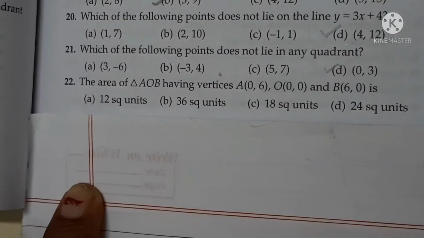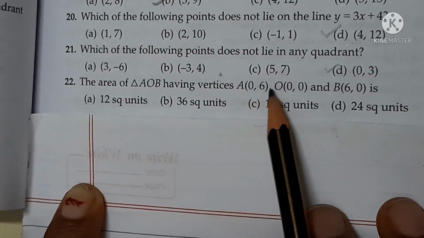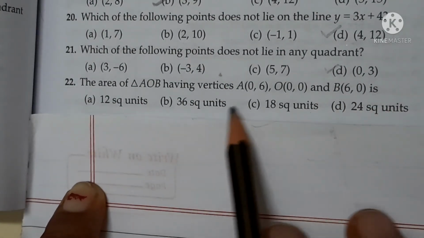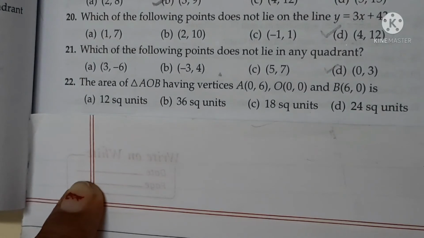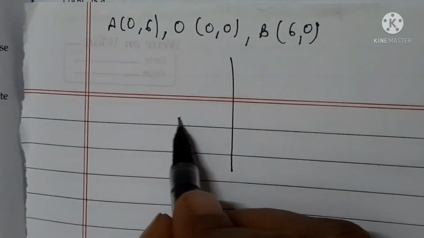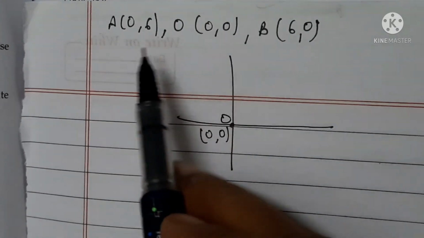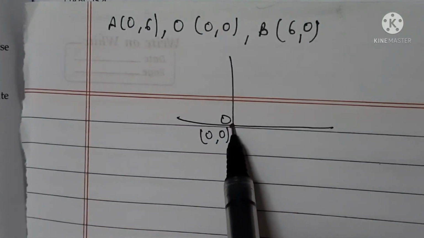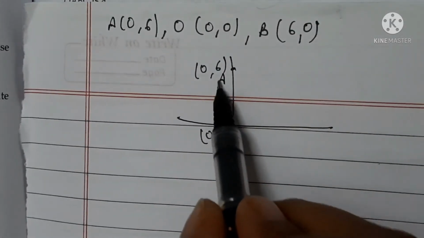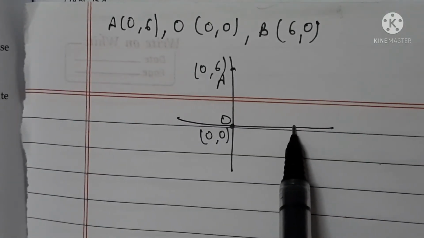Question number 22. The area of triangle AOB having vertices A (0, 6), O (0, 0), B (6, 0) is. So first you plot these points roughly and find the base and height. Now the points will be like this. (0, 0) is O, and (0, 6): x is equal to 0 and y is equal to 6 here. (0, 6) is A, and B (6, 0): x is equal to 6, y is equal to 0.